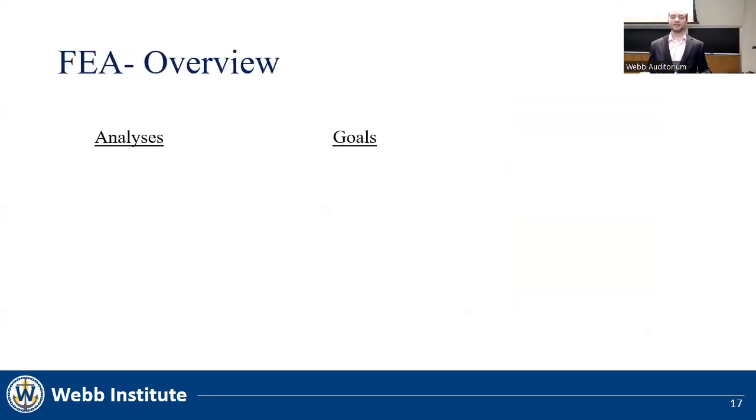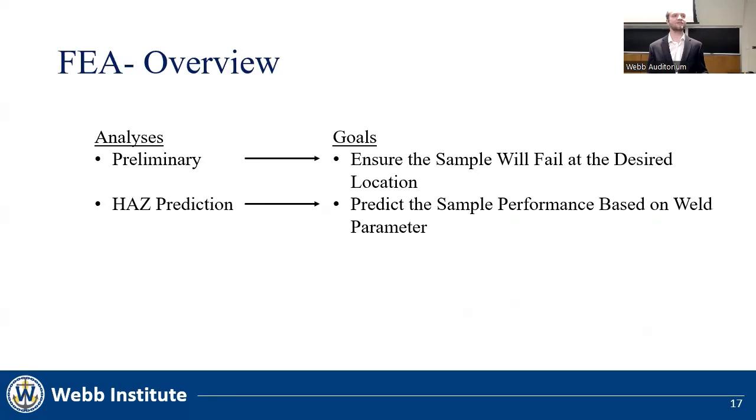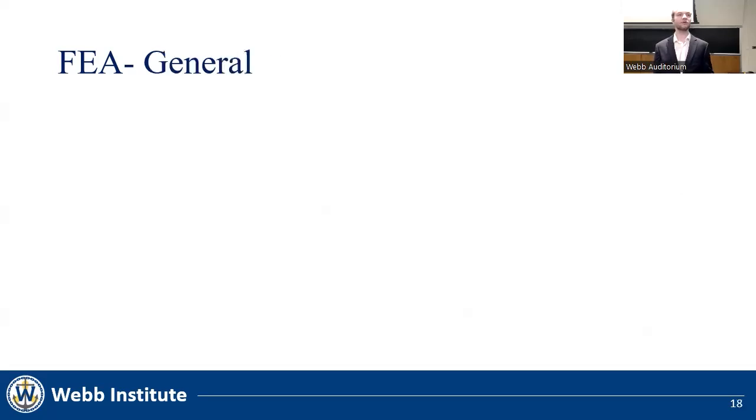Thank you, Alex. Stepping away from the physical aspect and into the simulation side, 2 separate finite element analyses were to be performed as a part of this thesis: a preliminary analysis and a heat-affected zone prediction analysis. The goal of the preliminary analysis was to ensure that the sample would fail at the desired location, its center. And the goal of the heat-affected zone prediction analysis was to model the heat-affected zone based on weld parameter using the testing results. Before discussing the analyses, I'll provide some basic context on how the simulation model was set up in FEMAP, an industry-standard FEA program.